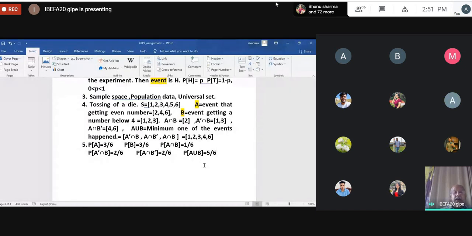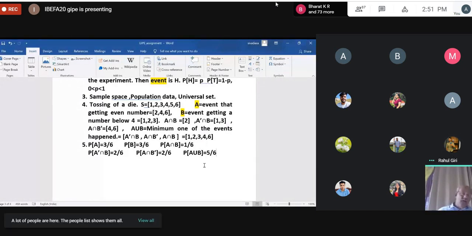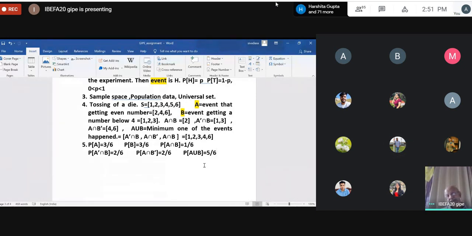Which probability is high? A union B. What is therefore the meaning of A union B? Either of the events would be happening. So A union B will happen more often compared to others. Which is the least probability? A intersection B, which means both will happen very rarely if I perform tossing of the die.